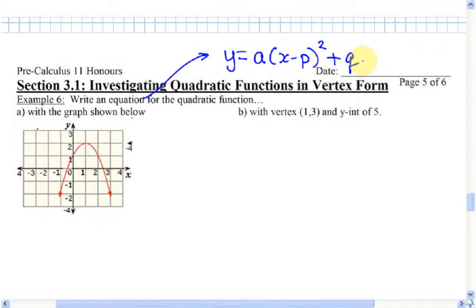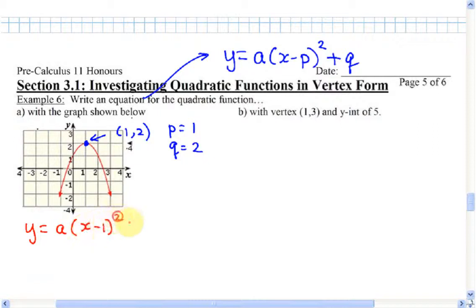Okay, all right, let's take a look. Here's a picture of a graph. Do you know anything interesting about this graph? Can you tell me any points on this graph? Vertex, I heard. What's the vertex? 1, 2. Good. Now, because you know the vertex, I think you know 2 of the 3 letters, right? What's p? What's q? p is 1, q is 2. So we can already plug in those values: y equals a bracket x minus 1 all squared plus 2.